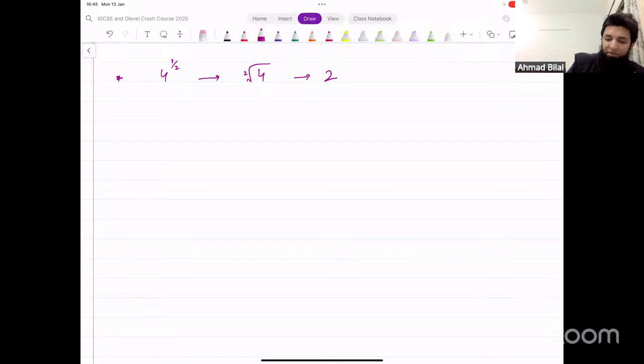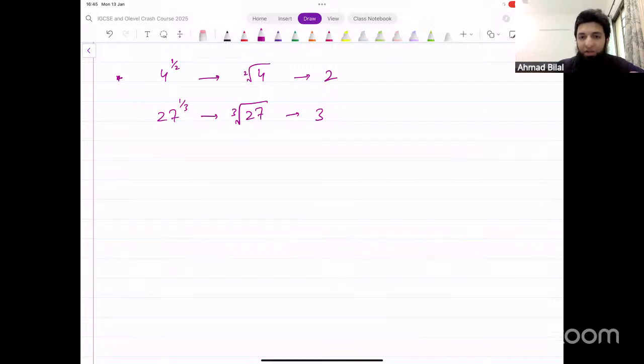If you have, for instance, 27 power 1 over 3, this 3 in the denominator can be written as a cube root here. So this 3 goes there and becomes the root, and that gives you the cube root of 27. What's the cube root of 27? That is 3. How do you figure that out? Because you'll remember that 3 cube is equal to 27. So if you take the cube root of 27, that results in 3.